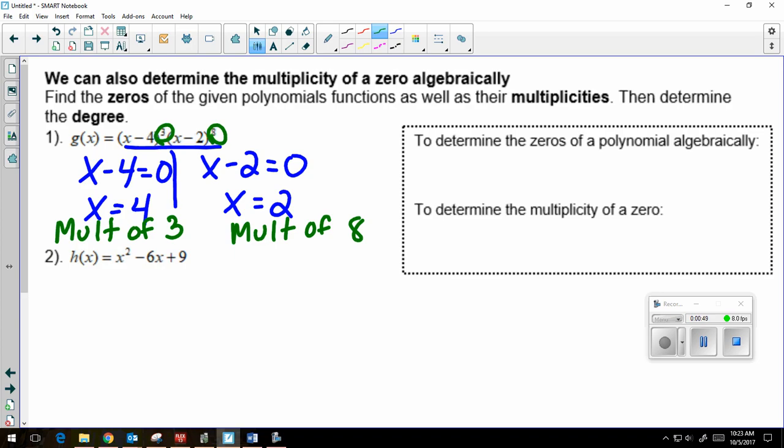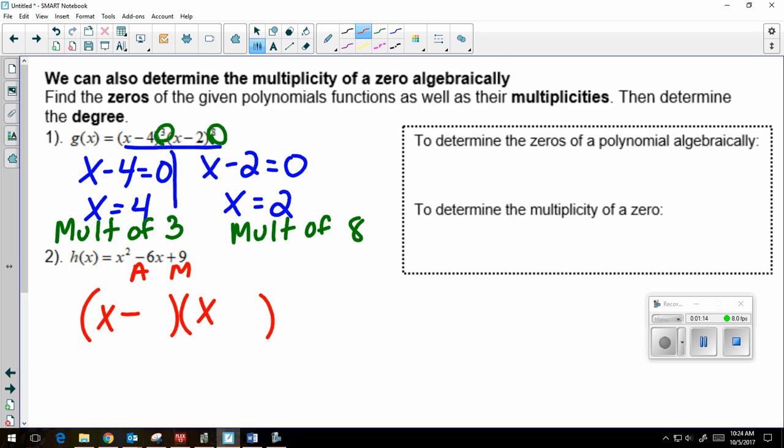Number 2. h of x equals x squared minus 6x plus 9. So it's not in factored form, I need to factor it. So I'm going to take this trinomial and I'm going to factor using AM. So I have two parentheses, they each get an x. I'm looking for what multiplies to 9, and I'm going to use my sign trick. So I bring down the negative.